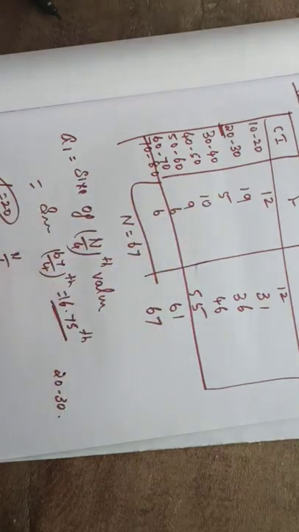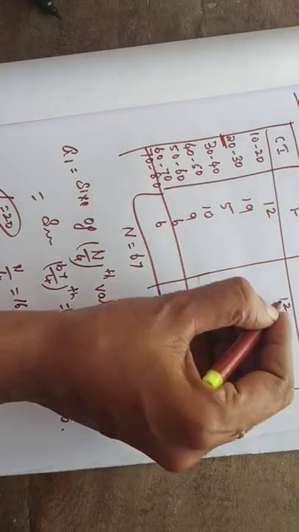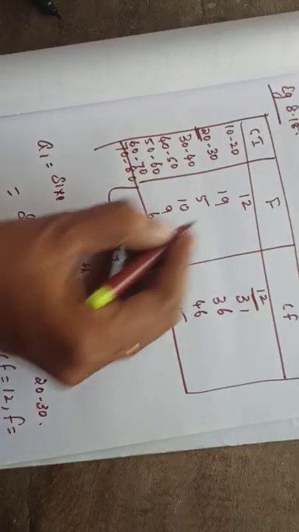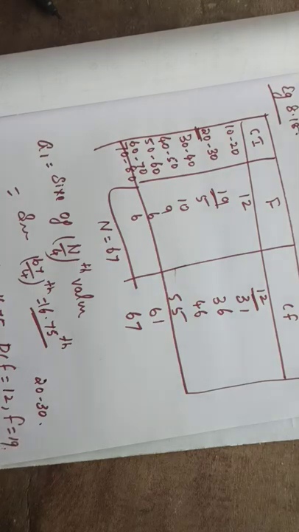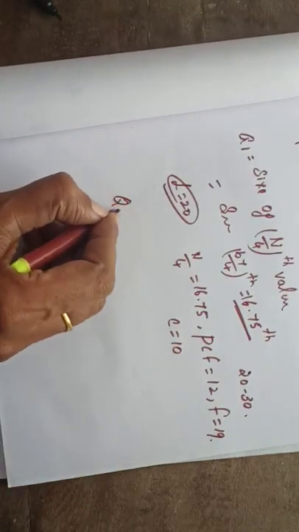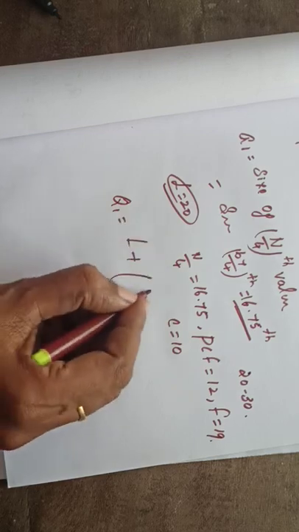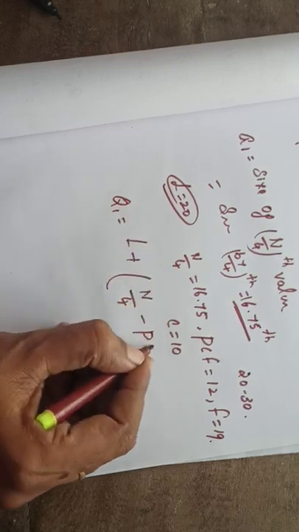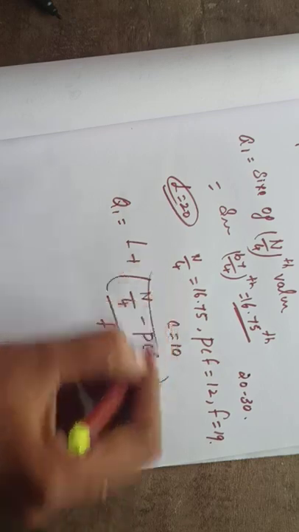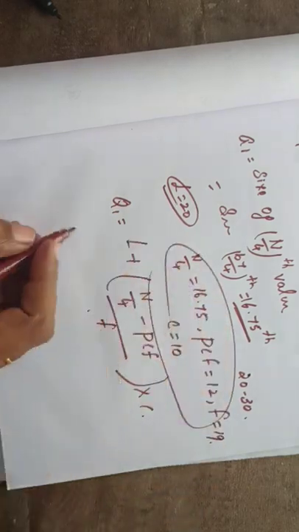Then n by 4, the value we got is 16.75. PCF, the previous cumulative frequency, we got as 12. Then f is equal to 19. C, the class interval width, is 10. So the formula for Q1 is L plus n by 4 minus PCF, divided by f, into C. If you substitute all these values in this formula, you will get the answer.